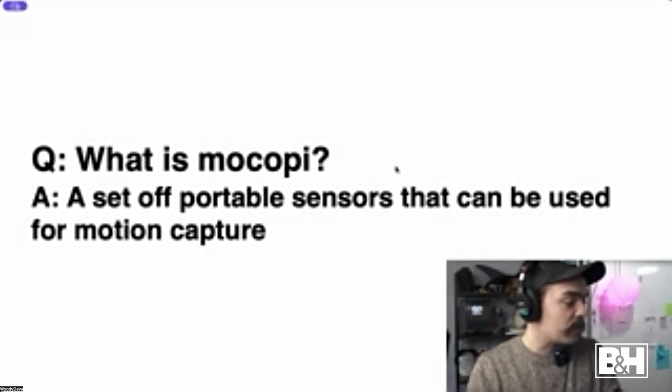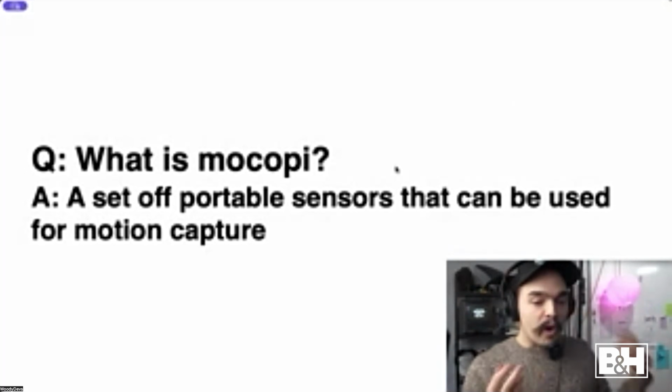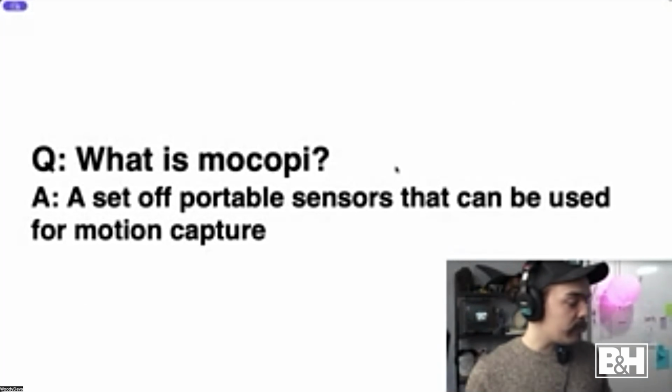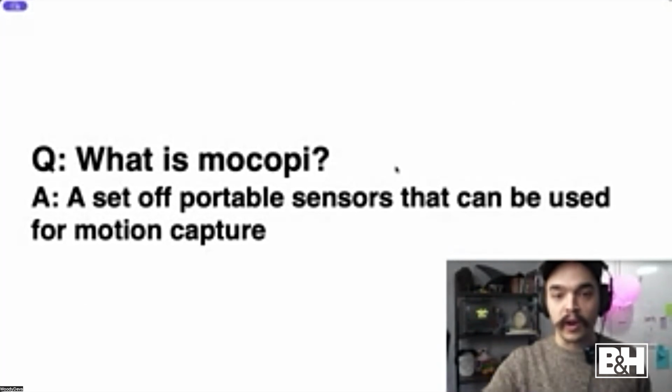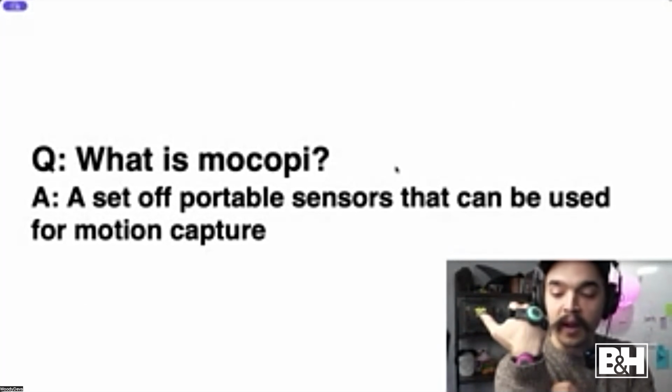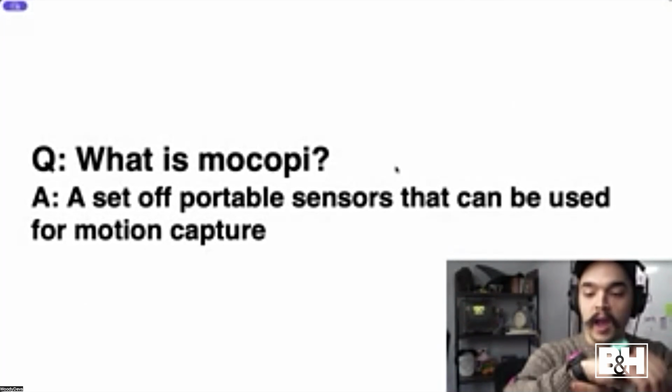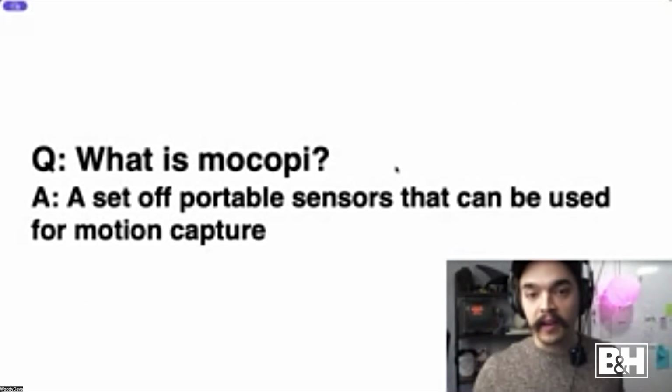So first question, what is mocopi? Mocopi is a set of portable sensors that we can use for motion capture. And I have been wearing them the whole time. So I have them on right now. I'm wearing the mocopi. This is what the mocopi looks like.